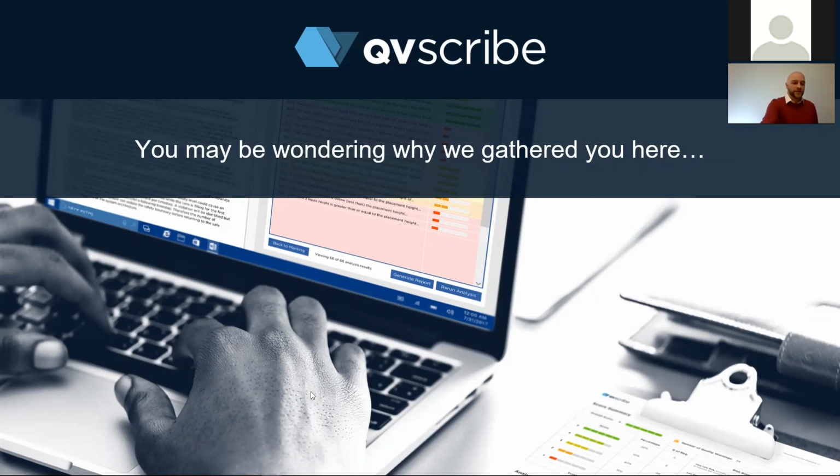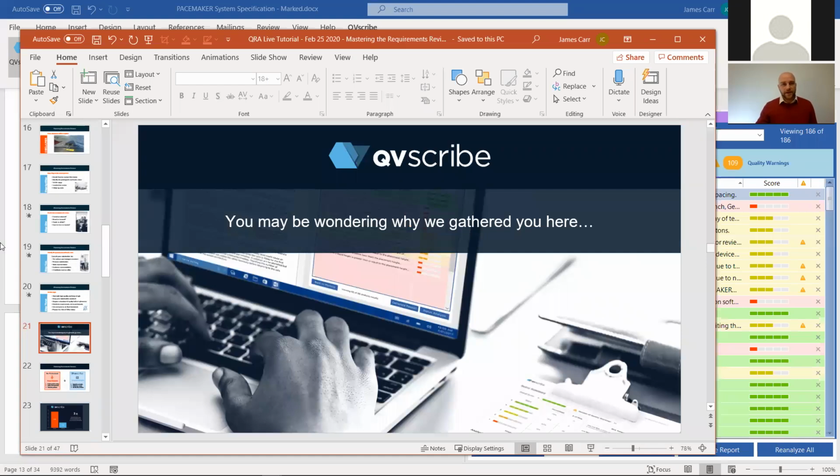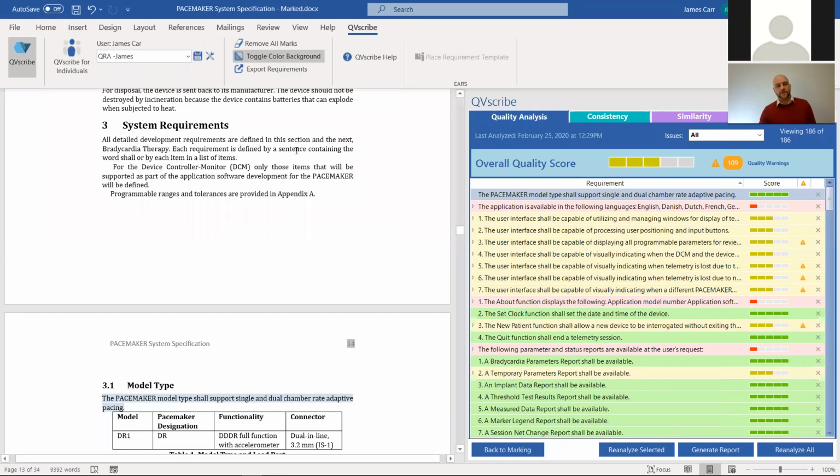So I will jump over to QV Scribe here. Looking at the people that have registered for this tutorial, there seems to be a larger focus on the medical device industry. So we have a number of different sample documents that we use. This particular one is for a pacemaker. It's a high level specification of what this pacemaker should do in different scenarios. It's a good example because it's a complex document, but it's not too long.